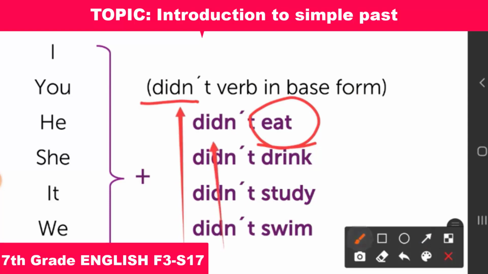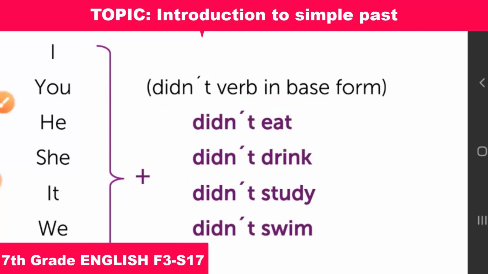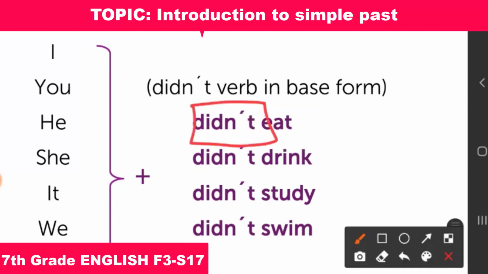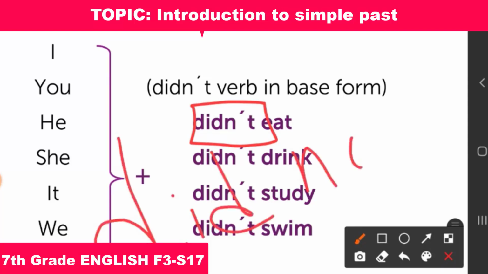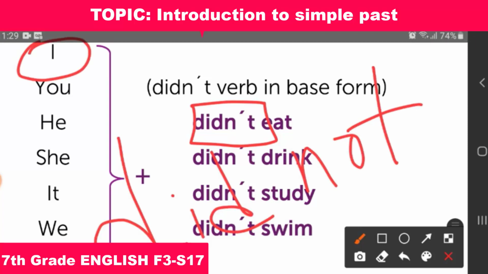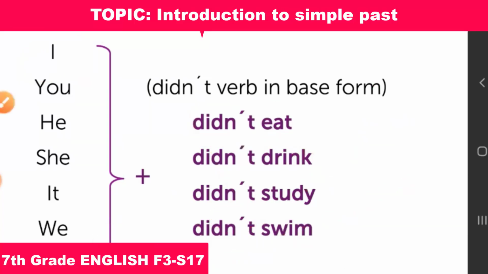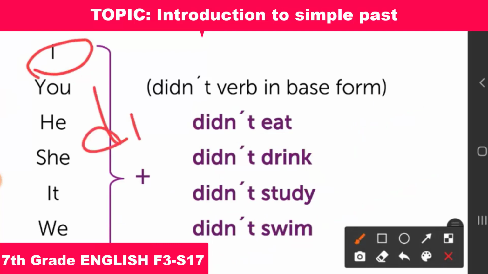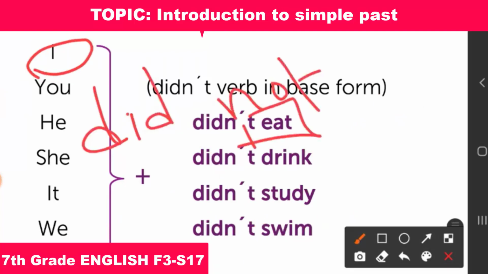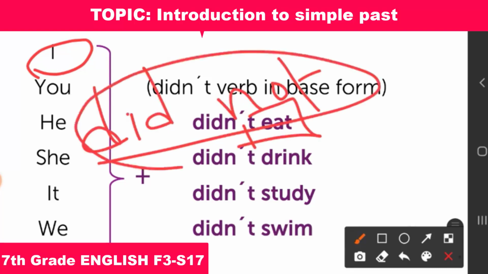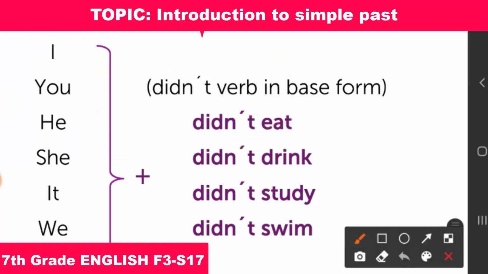Esta palabra es la que toma el pasado, ¿ok? El didn't toma el pasado. Didn't, esta frase, es como decir did not. Ok. I did not eat. Yo no comí. Pero como esto lo quiero hacer contractado, ya no digo did not, sino que digo didn't.